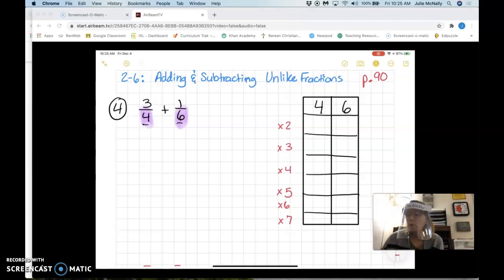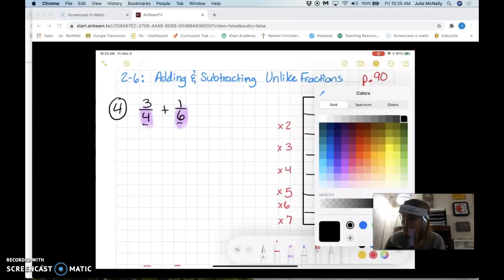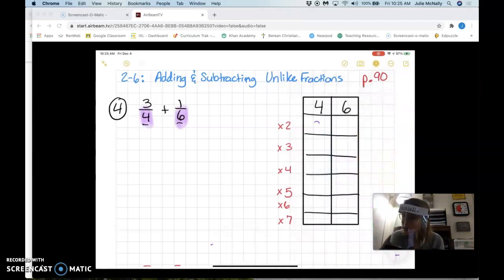So the first thing I'm going to do in the first row is multiply them by 2. What is 4 times 2? 8. And what is 6 times 2? 12. Yes, so I have 8 and 12. Then I'm going to multiply by 3. What is 4 times 3? 4 times 3 is 16. Nope, try again. Cameron, 4 times 3? 12. And what is 3 times 6?